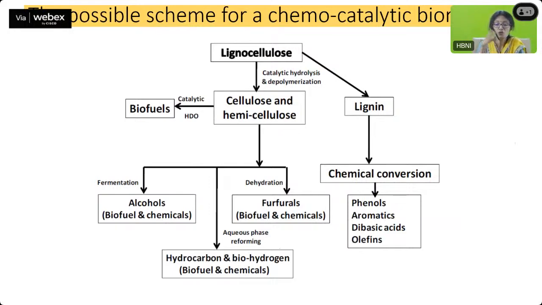From the lignocellulose, you can do a catalytic hydrolysis and depolymerization. You will end up with cellulose and hemicellulose. And then you can have these different processes. The cellulose and hemicellulose, you can do catalytic conversion and you can get different biofuels.